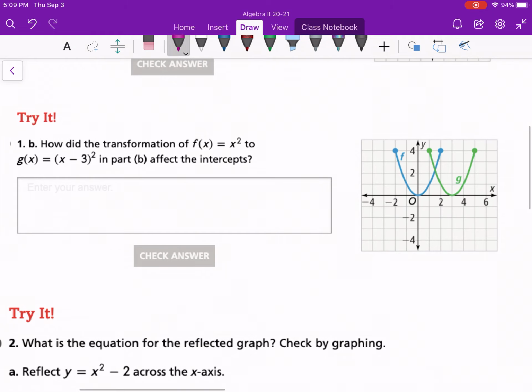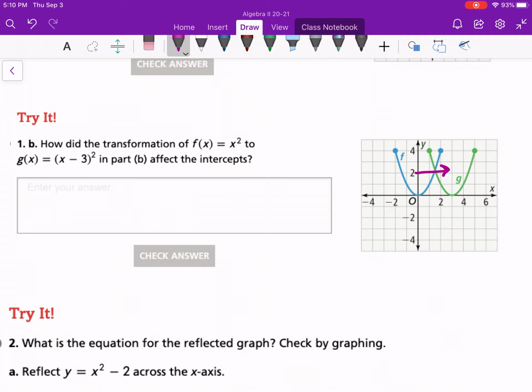1b says, how did the transformation of x squared go from the blue graph x squared to the green graph x minus 3 squared? And how does this affect the intercept? Look at the graph from blue to green. Again, pick a point and tell me how it arrived at the new point. How did this point become that point? What direction was every point moved? How did the whole graph transform?